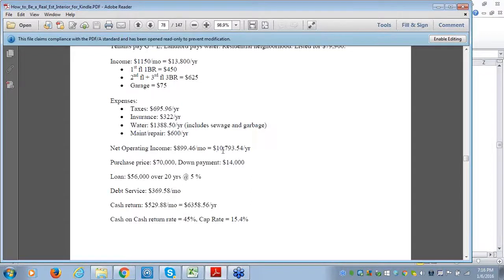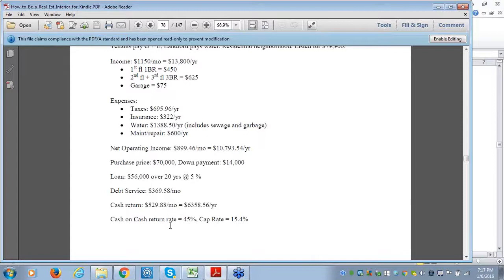Okay. So $10,793.54 and the $70,000 gives you a cap rate of 15.4%. Okay, that's how you calculate a cap rate. NOI, net operating income, divided into purchase price or cost basis. Okay, that's cap rate.